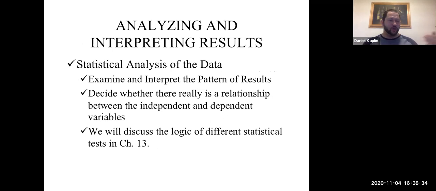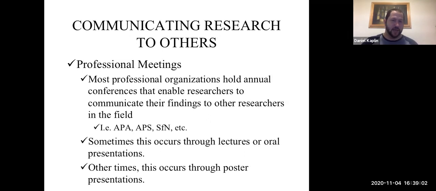And then after you do data collection, you do data analysis. And we'll talk about statistical tests in chapter 13, but statistics are your way of identifying patterns of results to see if there's really some kind of relationship between your independent variable and your dependent variable. So if you want to say your independent variable caused changes to your dependent variable, the only way to do that is to do a statistical analysis. So now you've collected your data. Now you've analyzed your data. Let's assume you found meaningful differences.